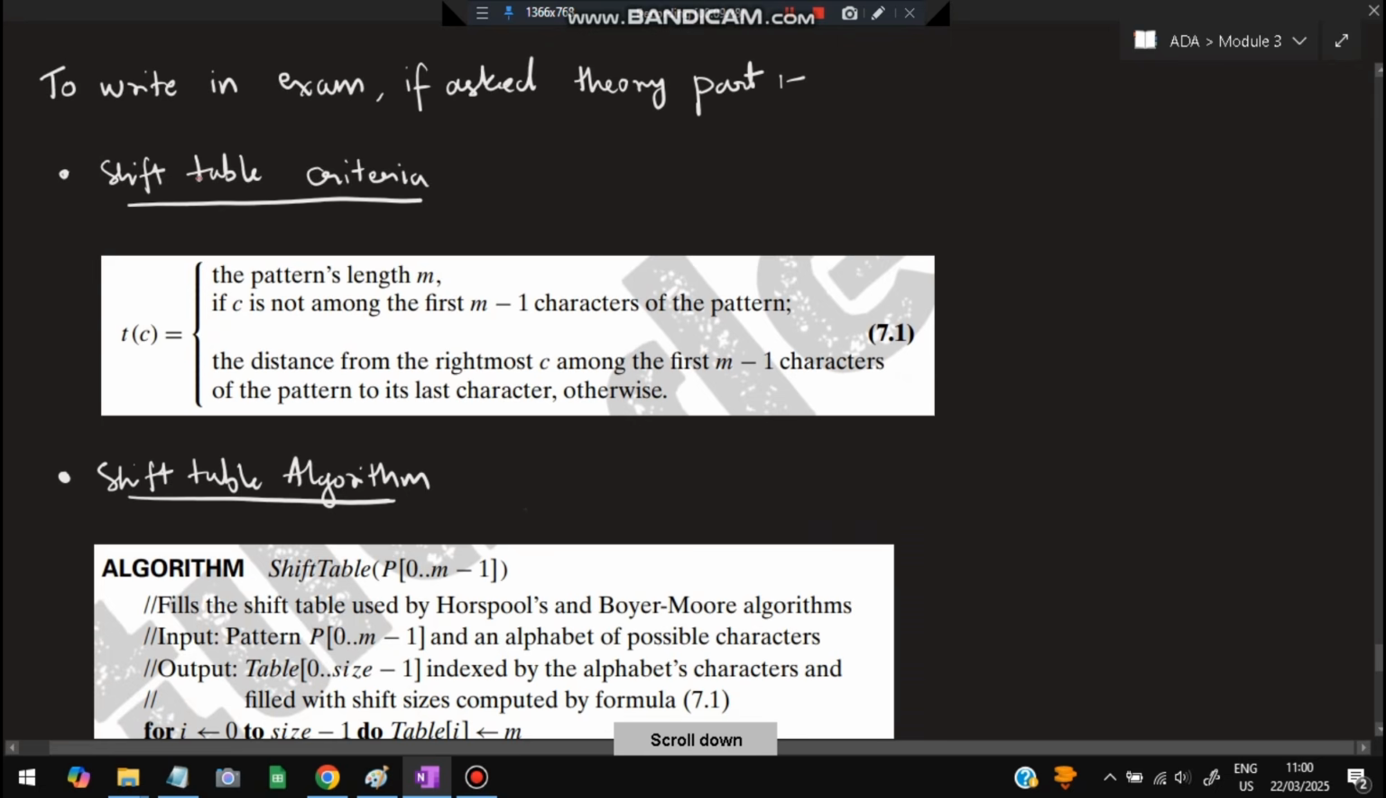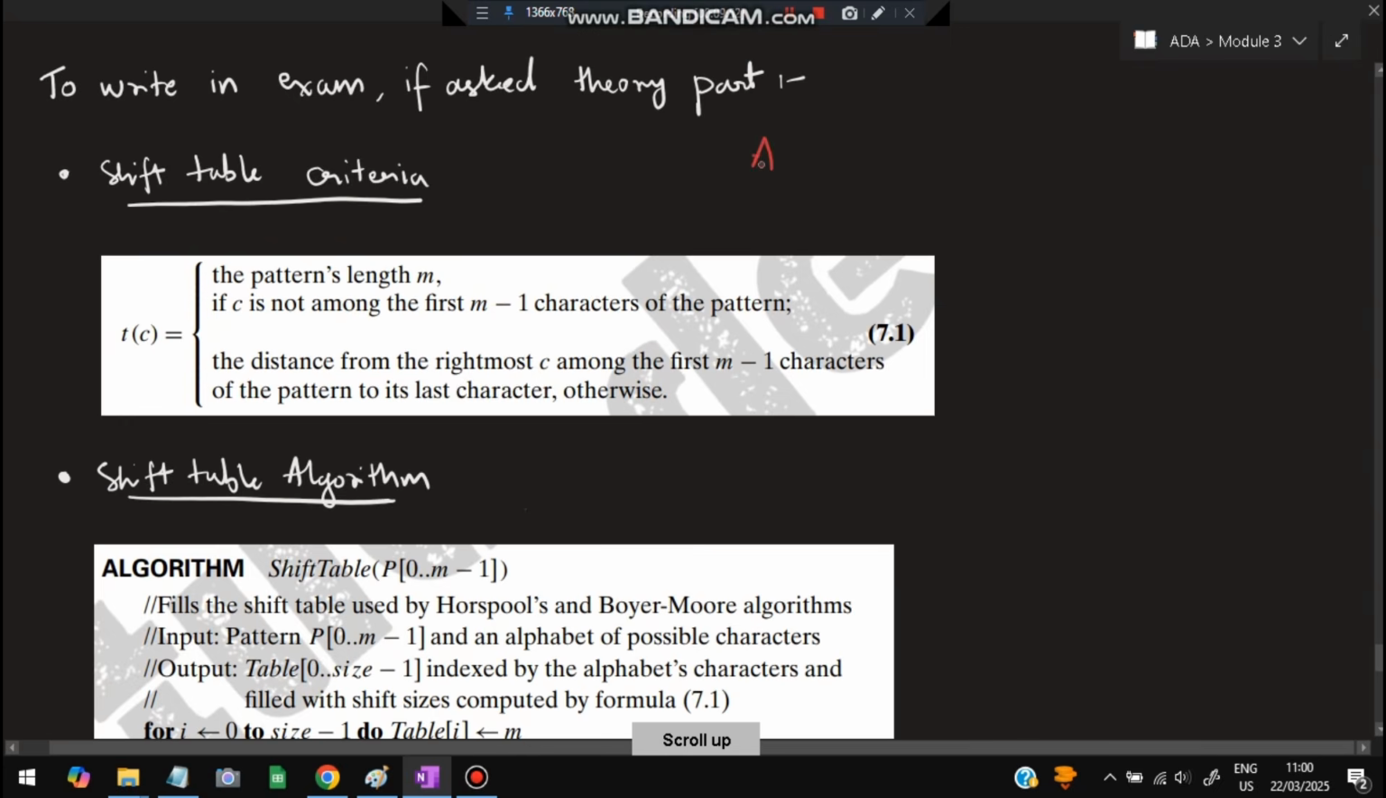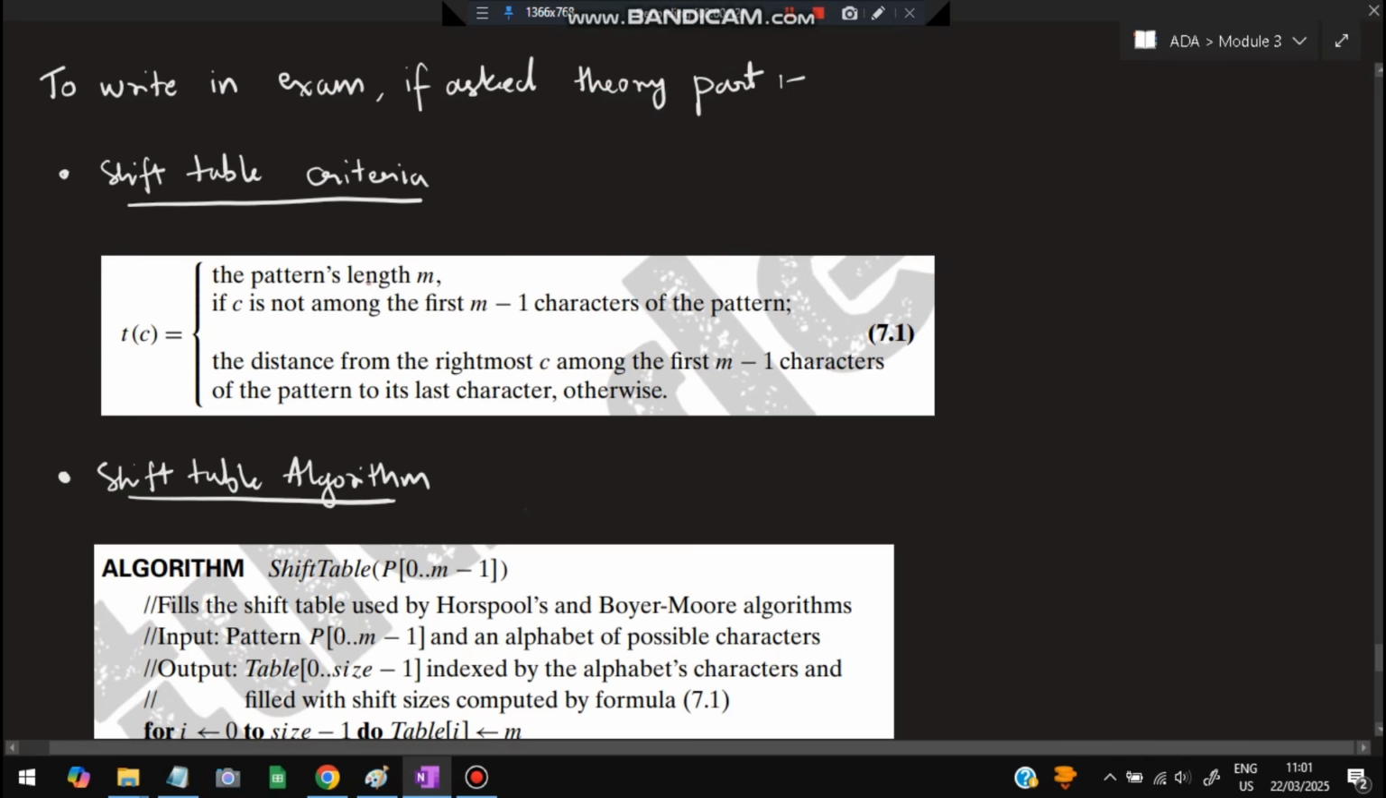So if the pattern's length is m and C is not among the first m minus 1 characters, meaning C, whatever we have found, is not there in the list, like X we have found and X is not there, you have to shift all the elements of the length. Next, if C is among the first m minus 1 characters, that means I found A and A is somewhere here, how many shifts do you have to do? You have to shift by the distance from the rightmost occurrence. That much you have to shift. That is the second criteria. These two criteria you write for the shift table.